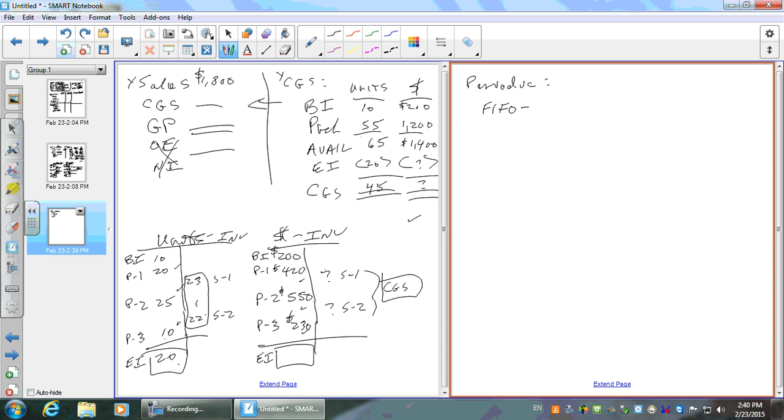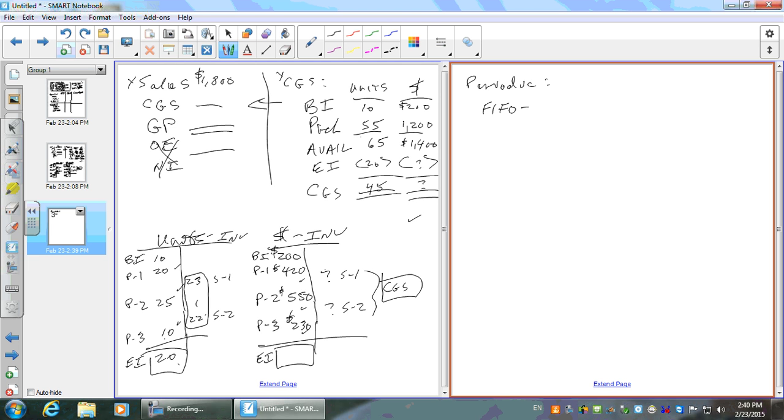With periodic, I pretend I bought everything and then I sold, because I don't keep track of when I bought it, and I don't keep track of when I sold it. I just count the inventory at the end of the period, right? And I do record my purchases to a purchases account, so I know what I bought. This making sense, guys? So I'm calculating cost of goods sold, okay?